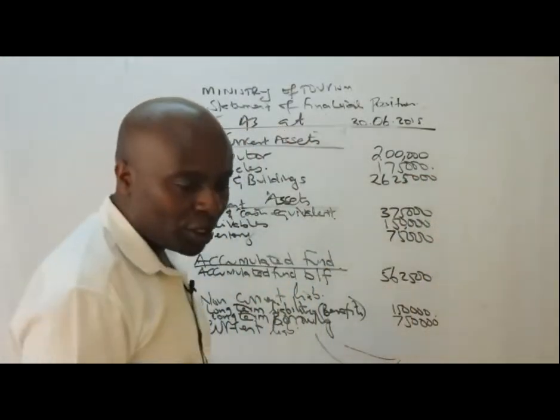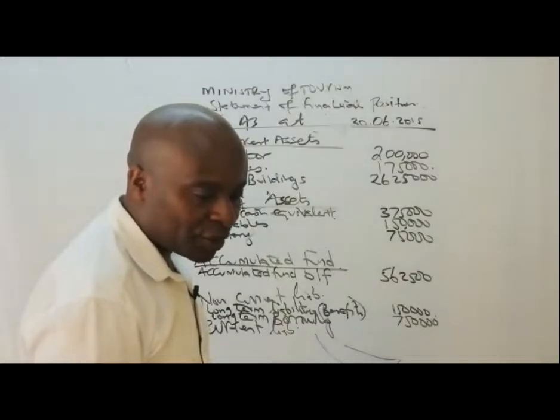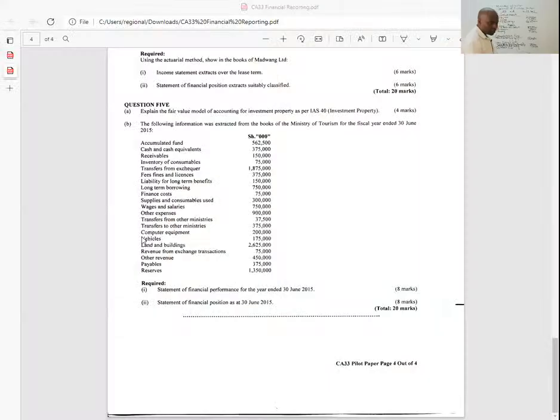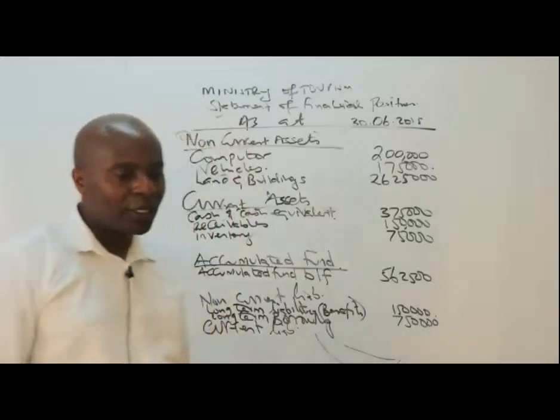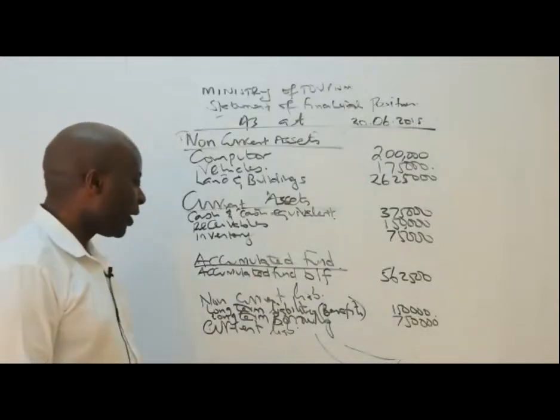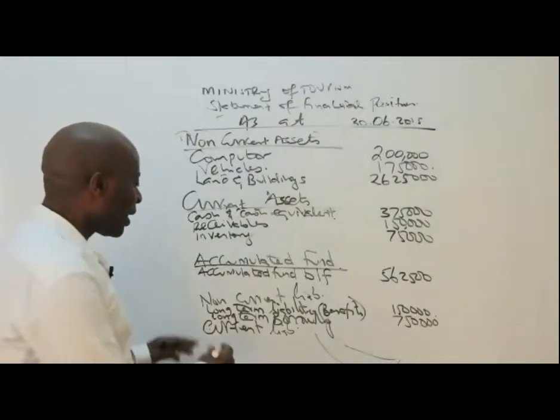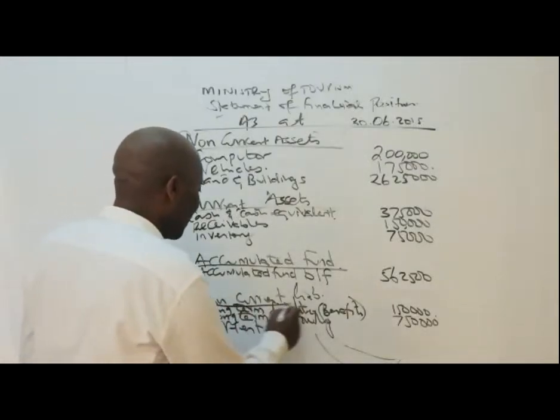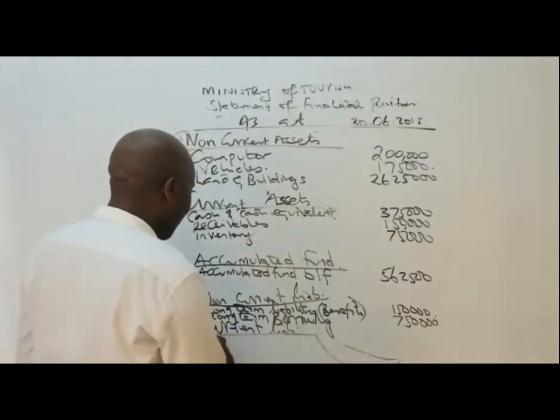So the next one after land and buildings is called revenue. Of course, that is not ours. We have other revenue, not ours. Then we have payables. Where do I take payables? Thank you very much, Victoria. Payables are current liabilities. So under current liabilities, come and give us payables.